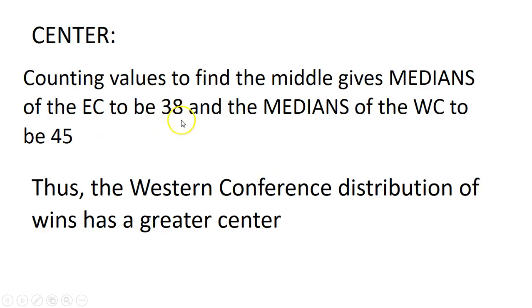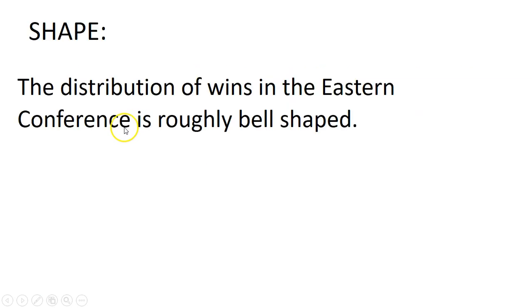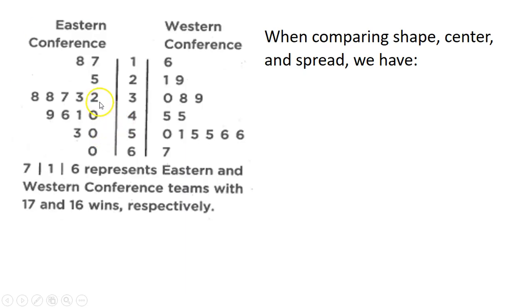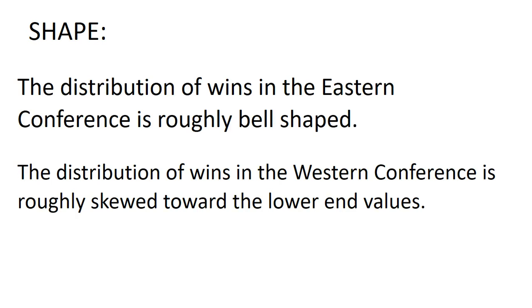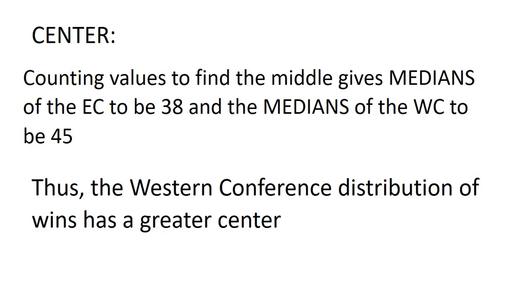Well, there's the 45. So it said the Eastern Conference's middle would be around 38. Let me see that again. Did I go backwards maybe? Around 38. 1, 2, 3, 4, 5, 6, 7. Yeah, around 38. So I was looking at it the wrong way around. So around 38 is what it would be, and 45. So yep, the Western Conference distribution of wins has a greater center, right?